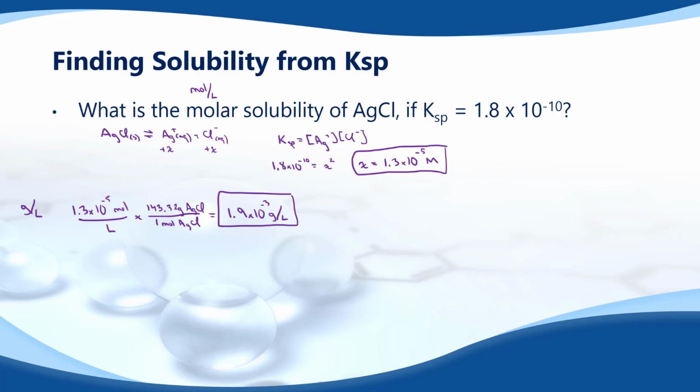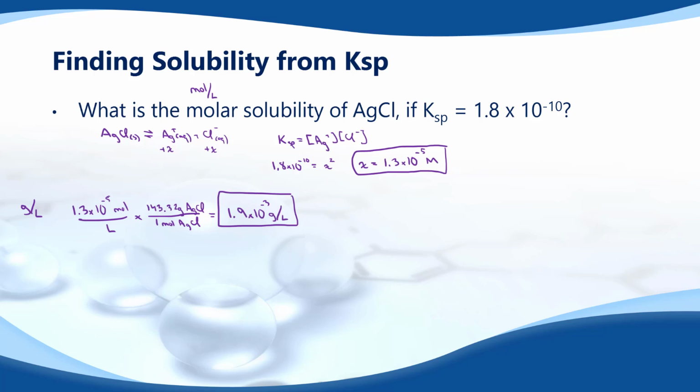Right, so roughly 2 milligrams of silver chloride will dissolve in a liter of water. Not very soluble at all. So you can kind of see why we say it's an insoluble salt. Right, so this is working from KSP to molar solubility or mass solubility. You could be asked to reverse this process, right? I could give you the solubility in terms of molarity or in terms of grams per liter or something, and ask you to work back from here to the KSP. Same deal, right? You just reverse the math.